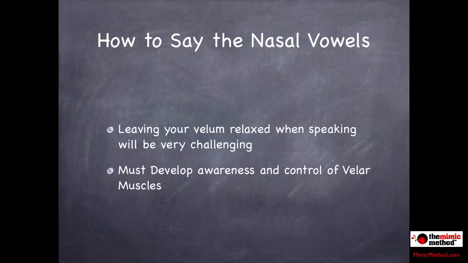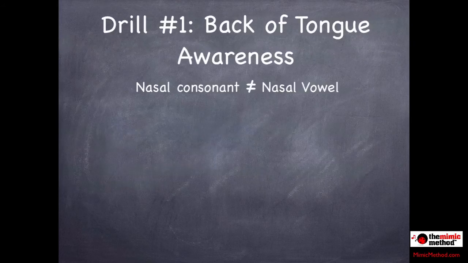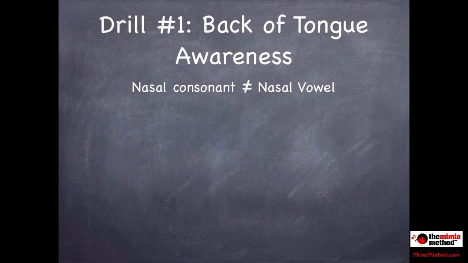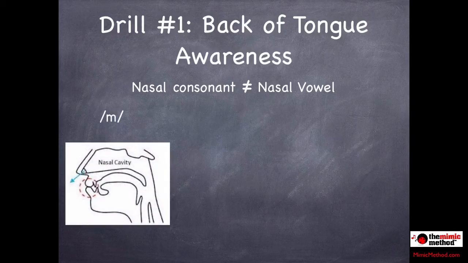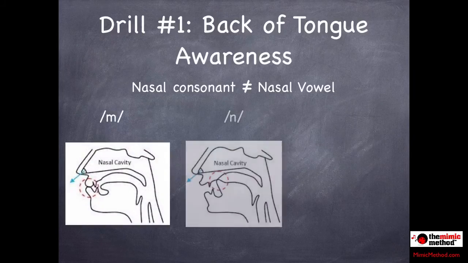an awareness of what the velum muscles are not. Portuguese learners often make the mistake of replacing nasal vowels with nasal consonants. Now remember, a consonant sound is created when airflow through the mouth is blocked. There are a few ways that we can block airflow out the mouth so that it passes only through the nose. The ones you're most familiar with are going to be the m and n sounds.